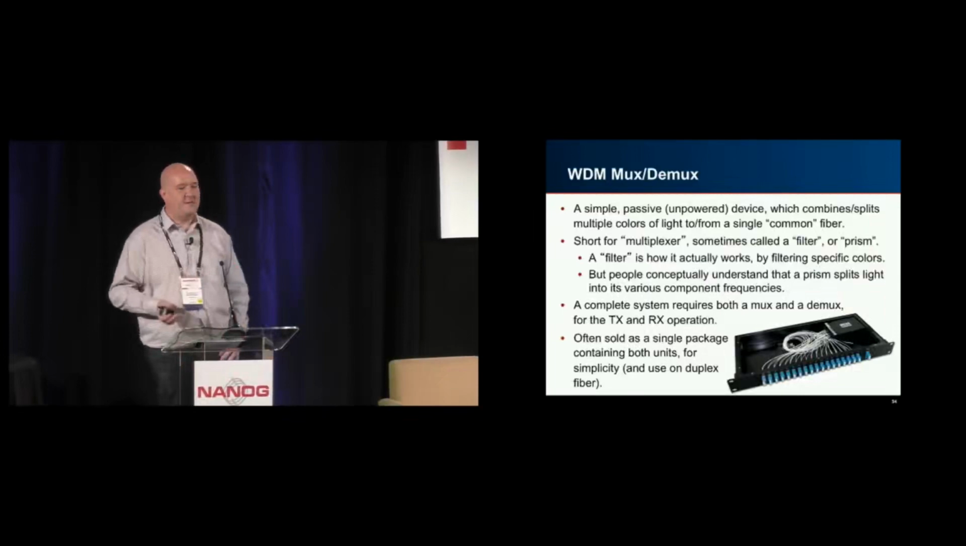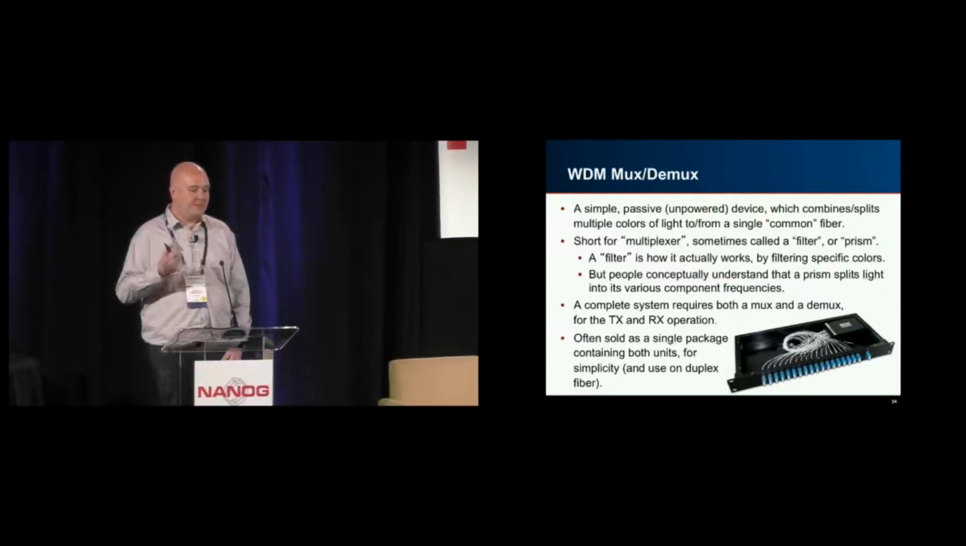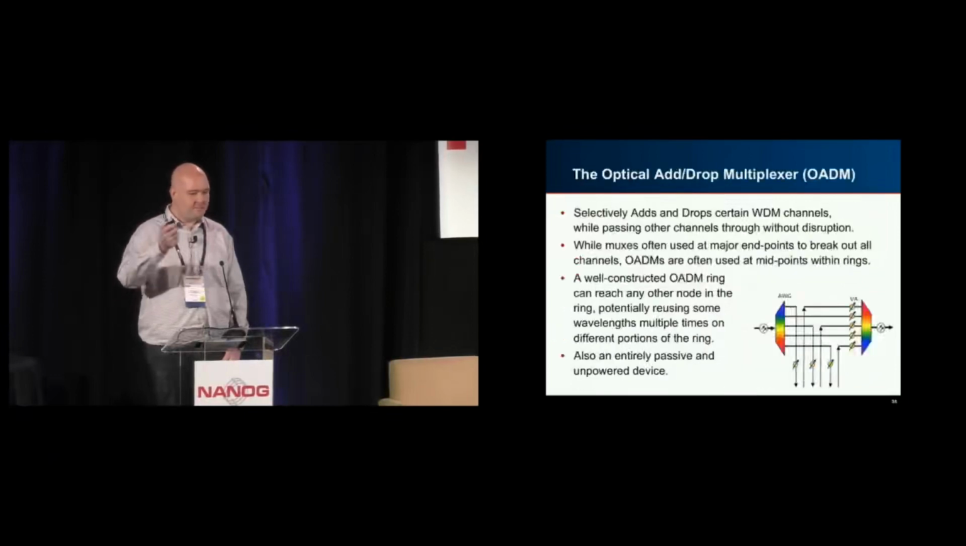So in a complete system, you actually have both components. You have a MUX and a DMUX. Historically, these were separate components, and they still are, but they kind of work in either direction. The technology doesn't care whether it's receiving or splitting, or combining or splitting. It works both ways. But you need two of them. And typically, you just see this sold in a single package. So here's an example of a simple little 1U component.